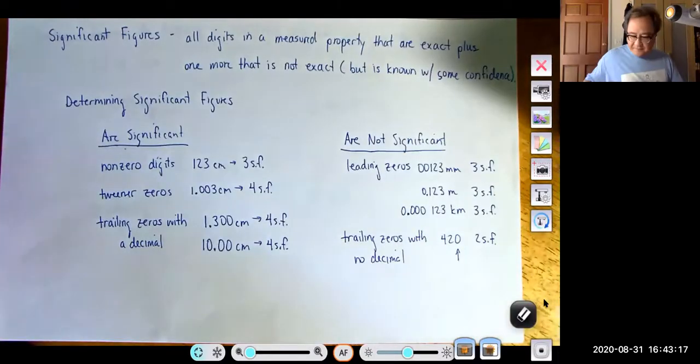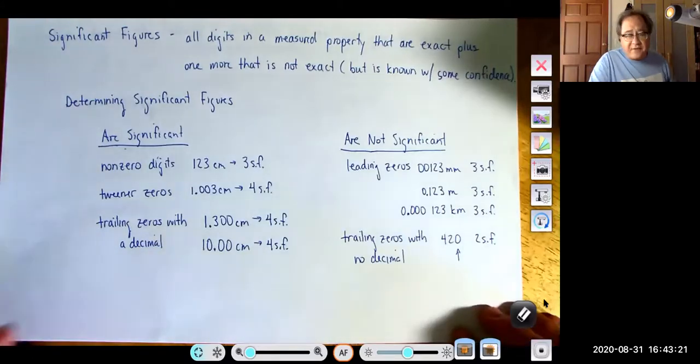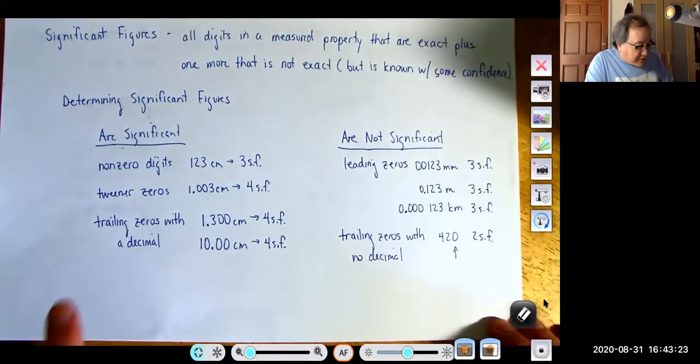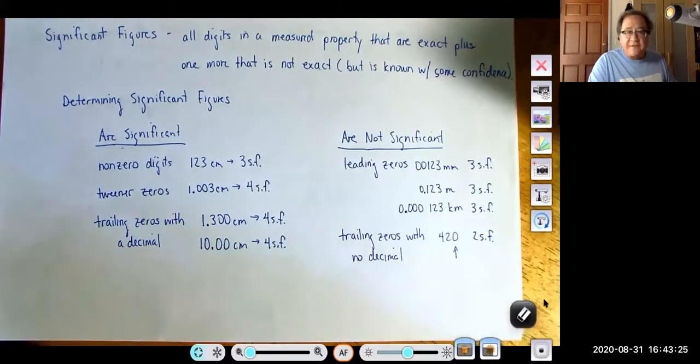Significant figures. Let's take a look. We have some rules here for significant figures, and I'm going to add one more little section here. Significant figures are all digits in a measured property that are exact, plus one that is not exact, but it's pretty well known. It's a good, educated guess.